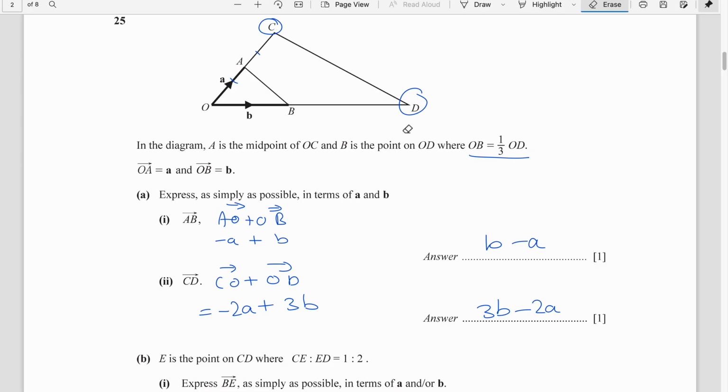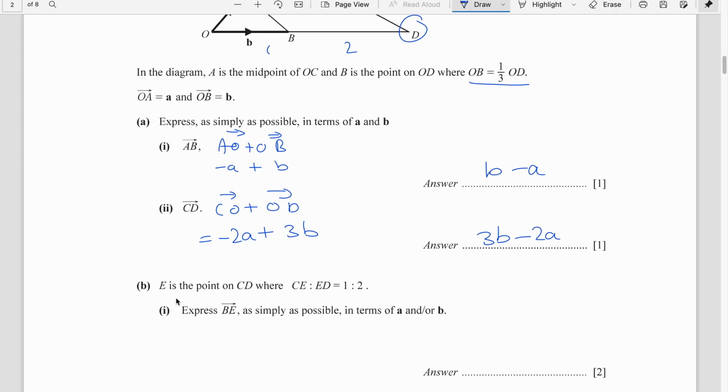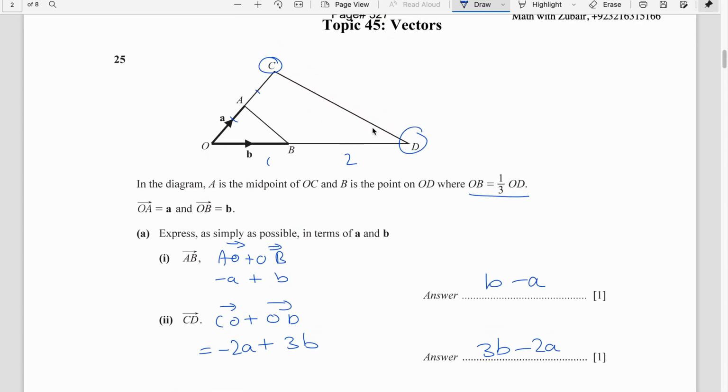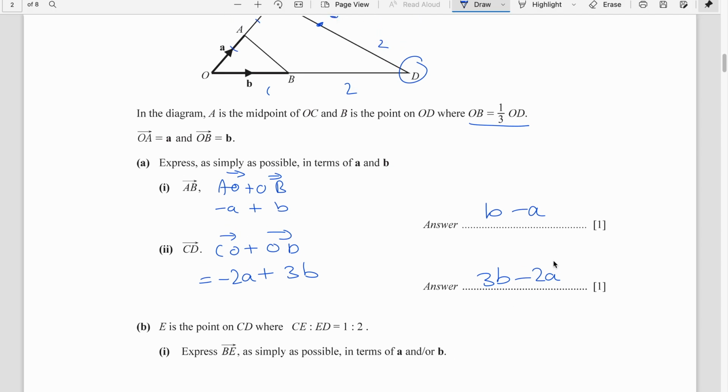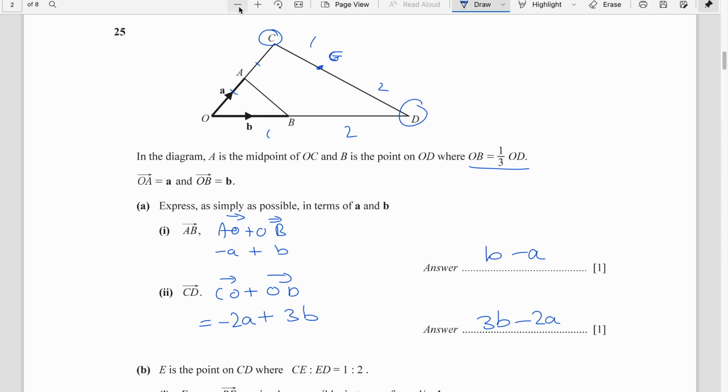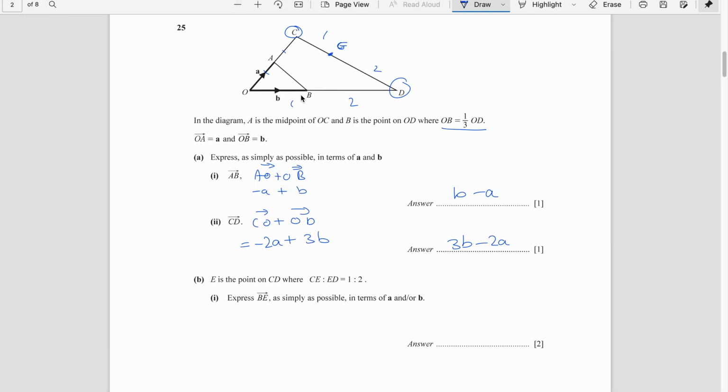Moving on to the next part. It says E is the point on CD where CE and ED are 1:2. So CE and ED is somewhere here that it should look like this, 1:2. So we suppose that E is here. And the requirement is express BE as simply as possible in terms of A and B. So this is B. This is E. If I have to find BE, there are two paths we can take. One, and this is the second path. So I'm selecting the longer path for now. This is BO plus OC plus CE.